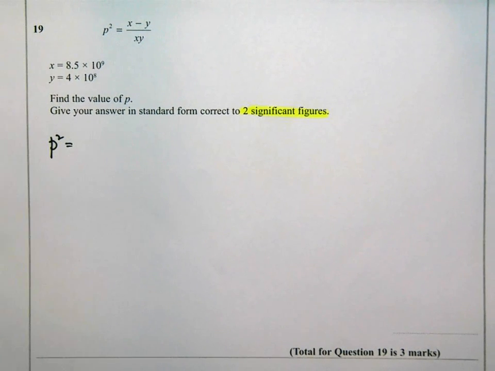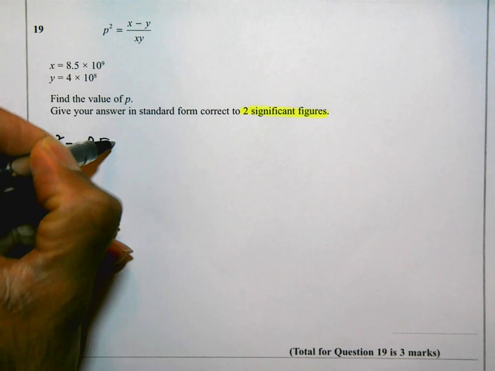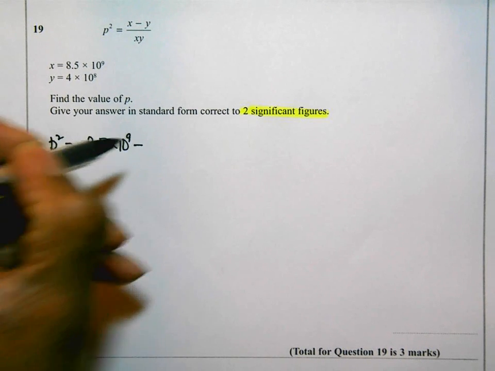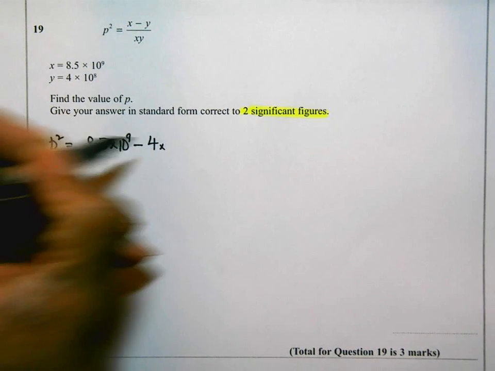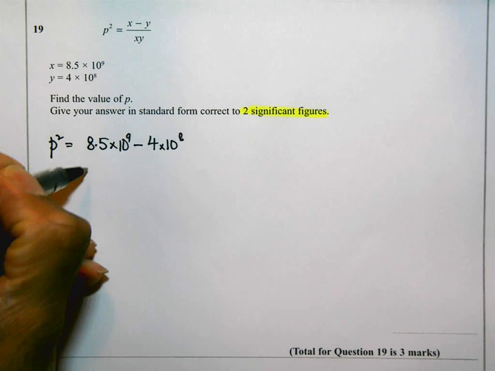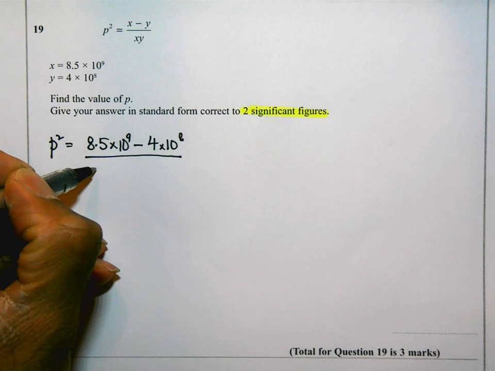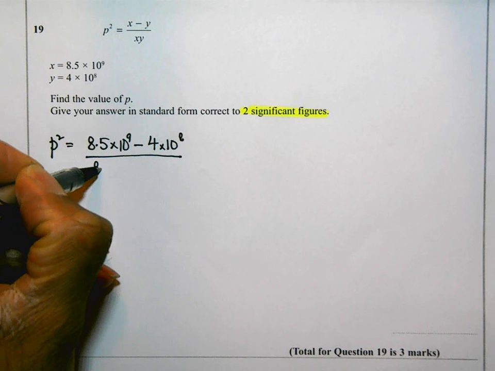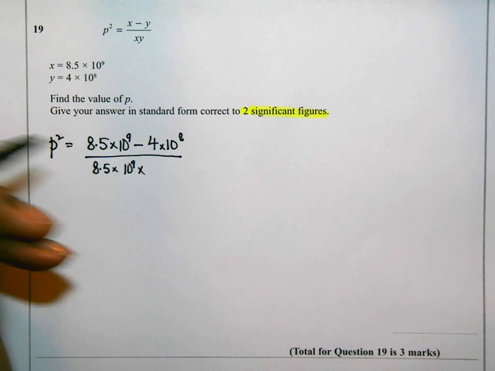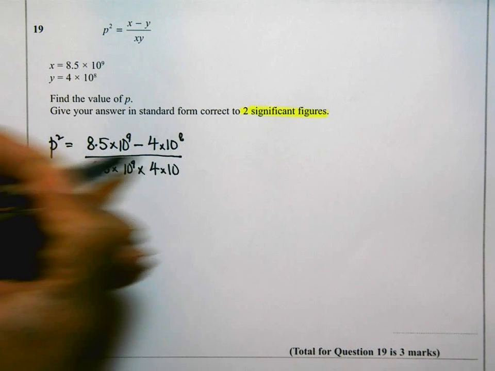P squared is equal to x, which is 8.5 times 10 to the 9, take away y, which is 4 times 10 to the 8. And then all of that divided by those two times together: 8.5 times 10 to the 9 times 4 times 10 to the 8.